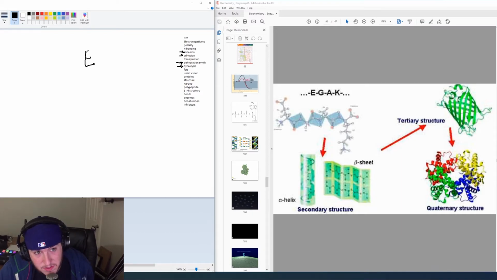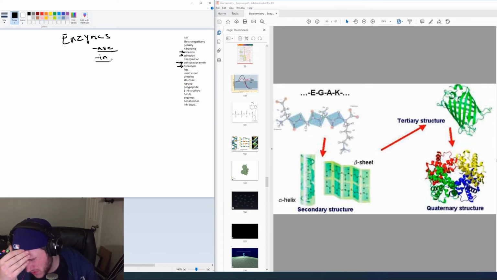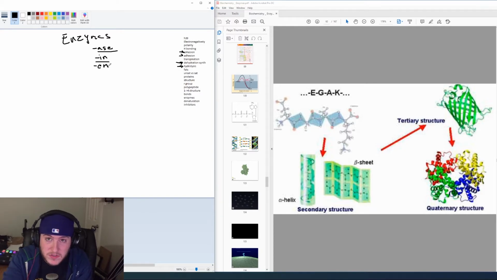Enzymes are a type of protein. Remember that enzymes always end in A's. That's how you know an enzyme. And for further learning, most proteins either end in A's or in. So if you ever see something that you have no idea what it is, but it ends in IN or EN, that is probably going to be a protein. Just so you know.